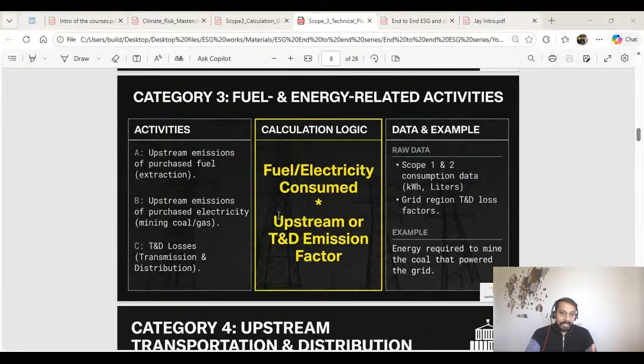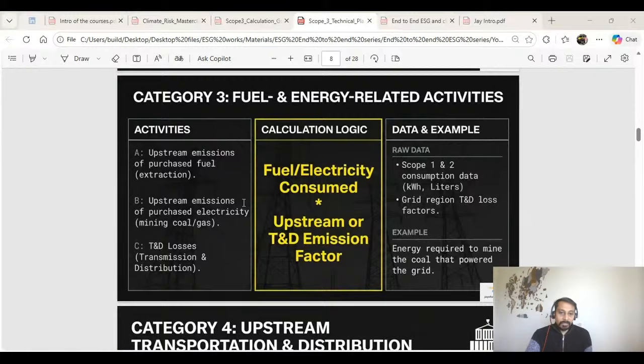That data comes directly from your scope 1 and 2 energy records, because you already have the scope 1 and scope 2 energy-related data or the fossil fuel-related data. But here the emission factor will be different, which is the upstream emission factor.